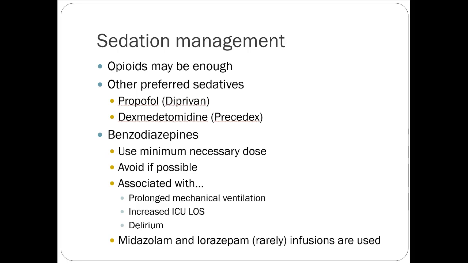A lot of patients are going to use something else too. You can combine opioids with pretty much anything else. So you could combine opioids with propofol or dexmedetomidine. Dexmedetomidine and propofol are two of our favorite sedatives in the ICU. We've talked about those already a little bit. Benzodiazepines, you can use very small doses.